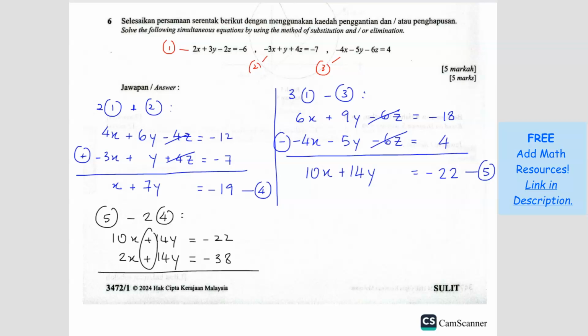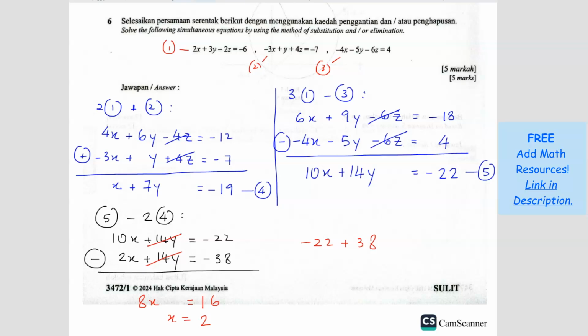Both are the same sign, positive, so you have to minus. When you minus, there's no more 14y. 10 minus 2, you get 8x. Negative 22 minus negative 38, so plus 38, I get 16. So x equals 2.